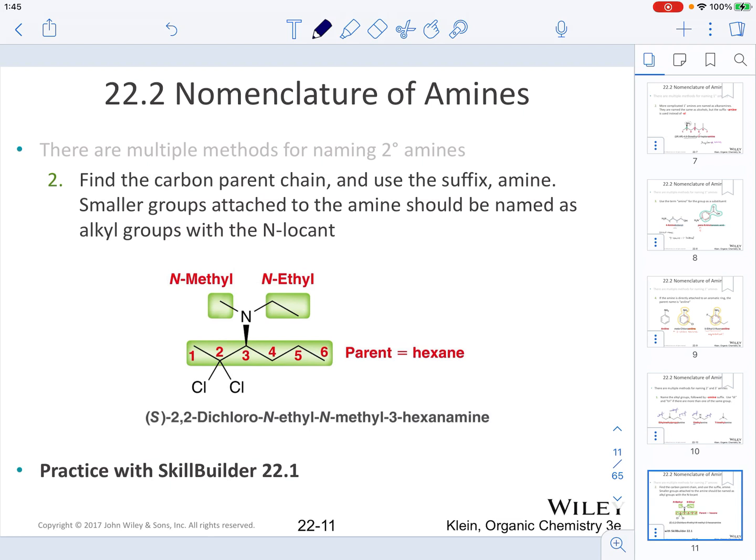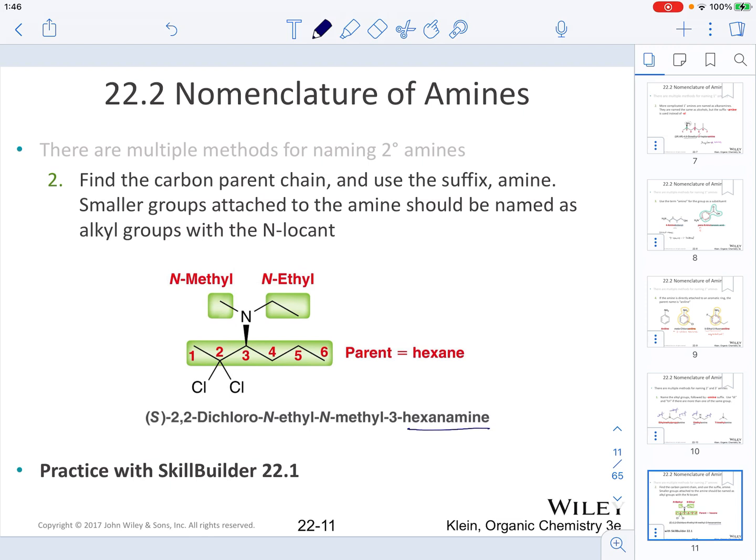Now, what if we don't have an NH2 group and there is substitution at the nitrogen atom itself? As you can see, when we have complex amines like that, we're going to find the carbon parent chain, and we are going to use the suffix amine with it. So the parent chain is going to be hexane, because overall this is an amine, then the final word is going to be hexanamine. Now, understand that the groups that are attached to the nitrogen are going to get the locant N to symbolize that they are bonded to the nitrogen atom in our amine.